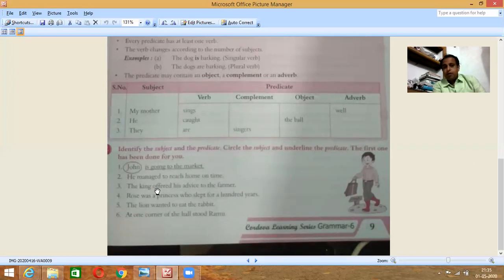The king offered his advice to the farmer. What is the verb? Offered. Who offered his advice to the farmer? The king. The subject will be the king. So, circle it and underline the rest of the part.